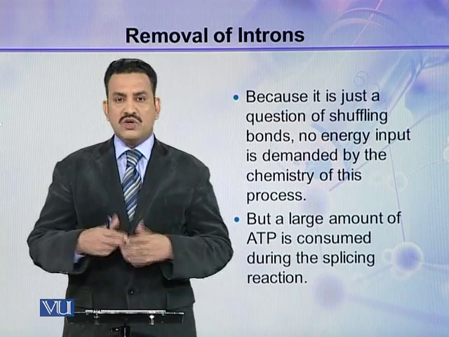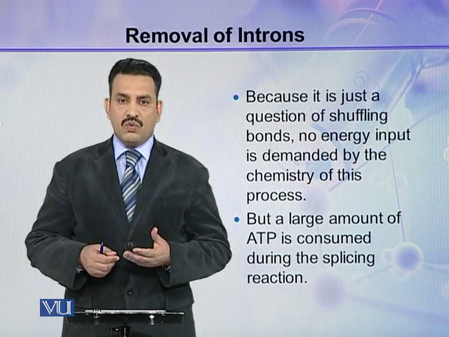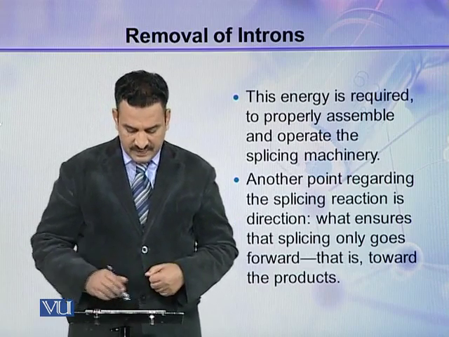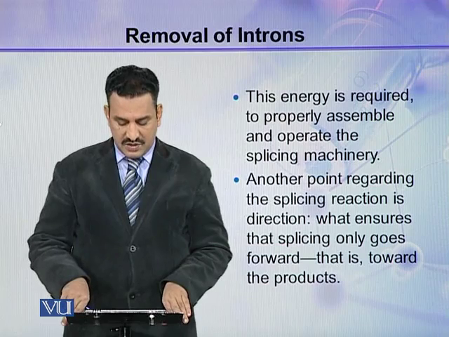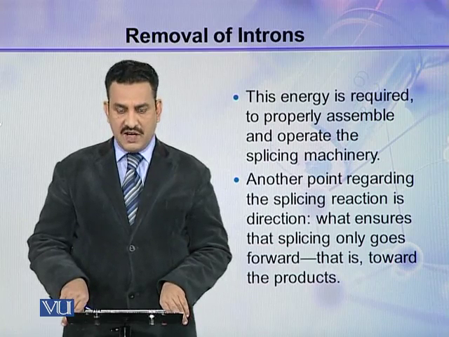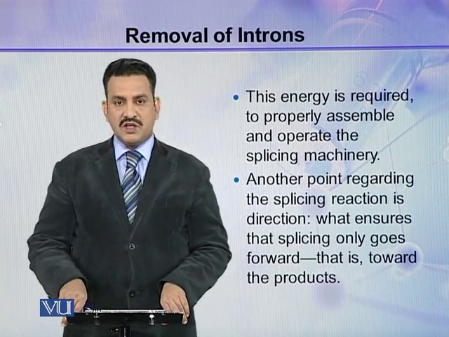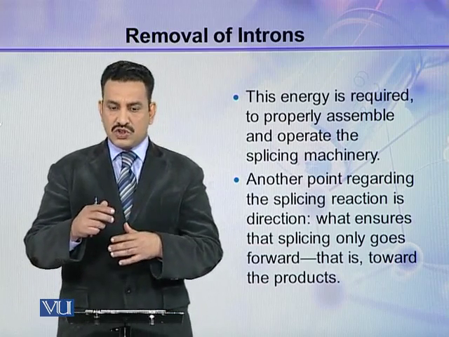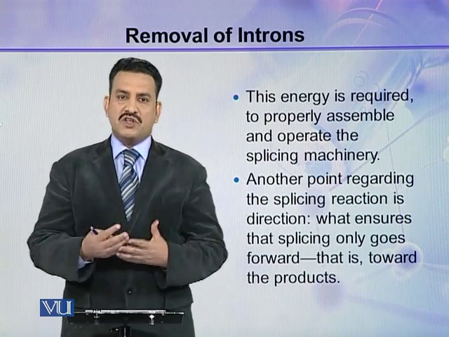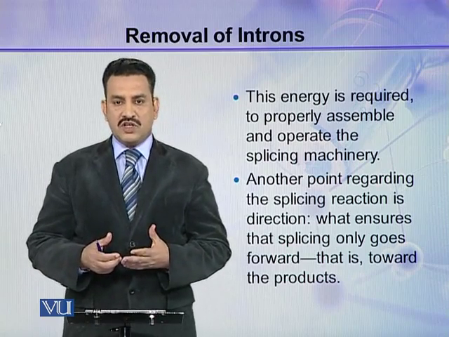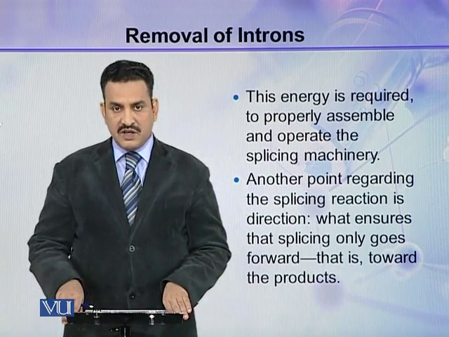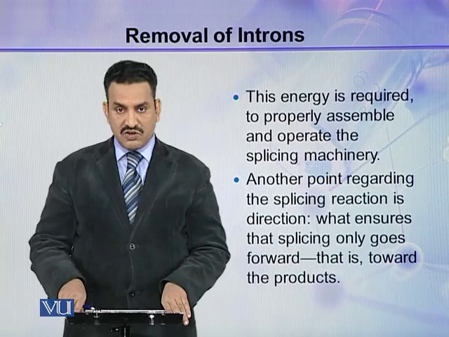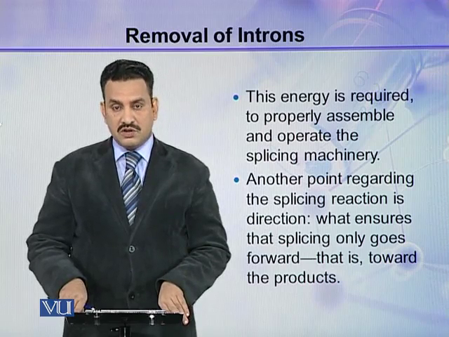If there is no energy demand, then where does this ATP energy go? This energy is required to properly assemble and operate the splicing machinery. So energy is needed for assembling and for the operation of this machinery, and this energy is supplied by ATP hydrolysis.